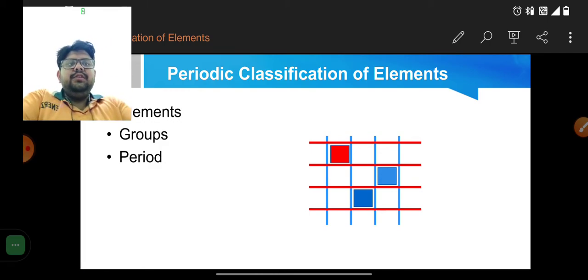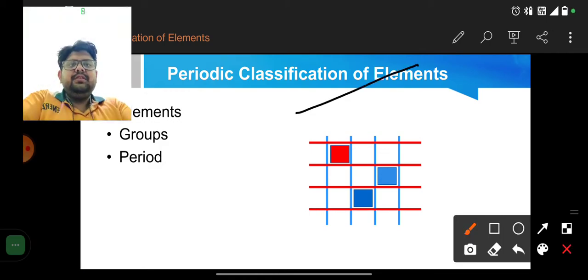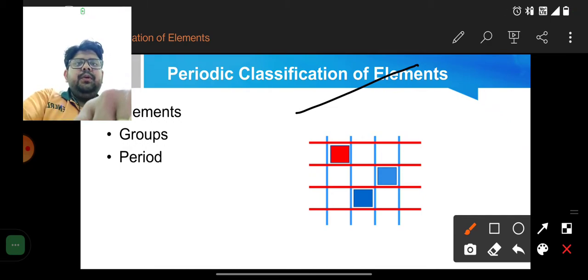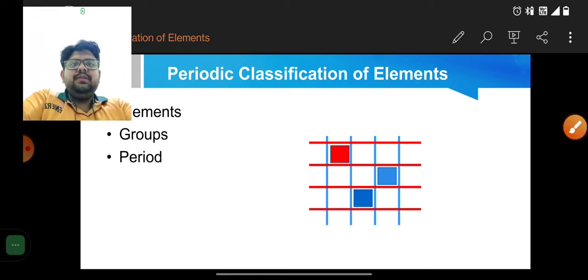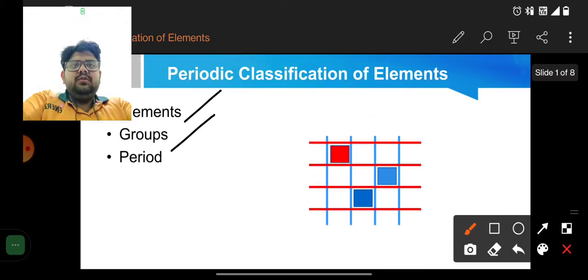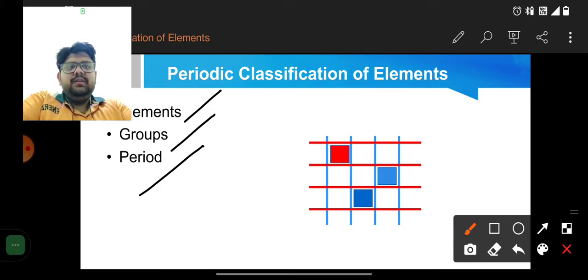Today I will start a new chapter, that is periodic classification of elements. Before I start the new chapter, I want to let you know some basic concepts of this very chapter. So what are these concepts? The first one is element, the second one is group, and the third one is period. Now let us start with what is an element.